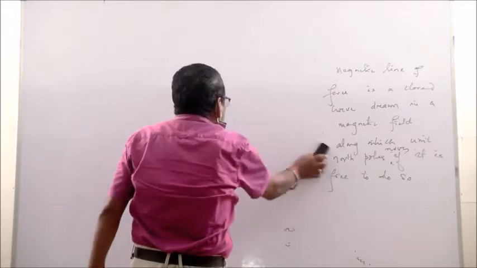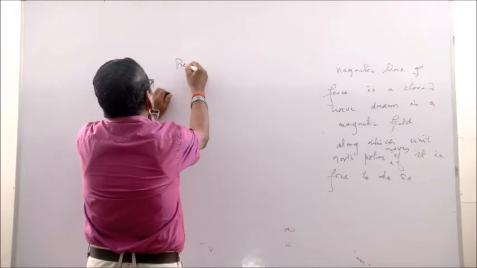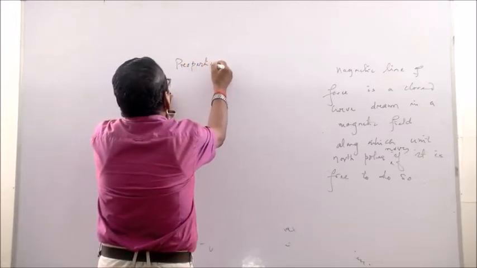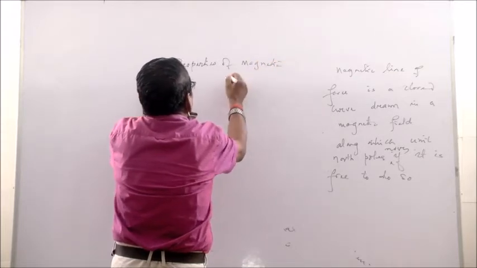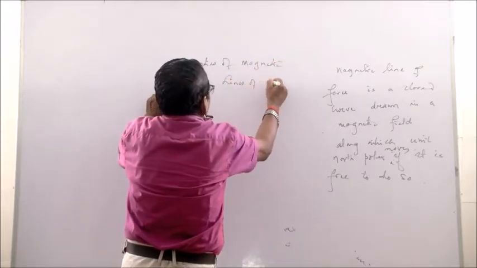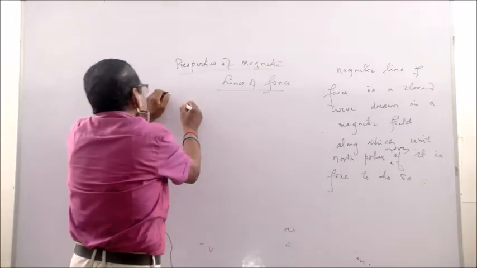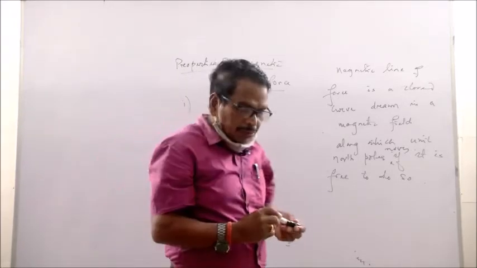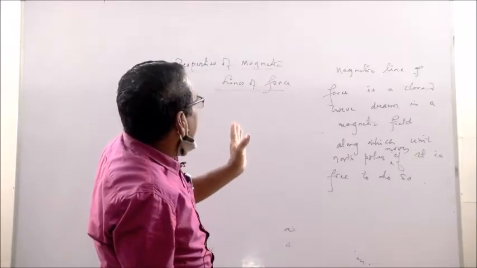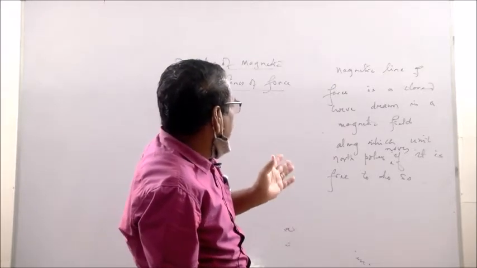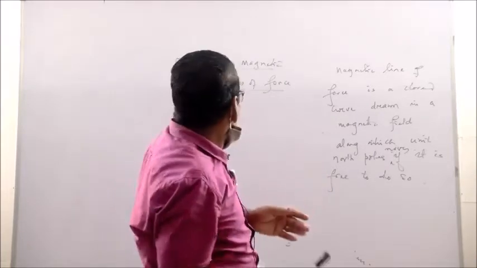Very important from the examination point of view. Properties of magnetic lines of force. In the examination, normally a question comes carrying 2 marks or 3 marks on the properties of magnetic lines of force. So, the first property is that it is a closed curve in a magnetic field along which the unit north pole moves, if it is free to move.